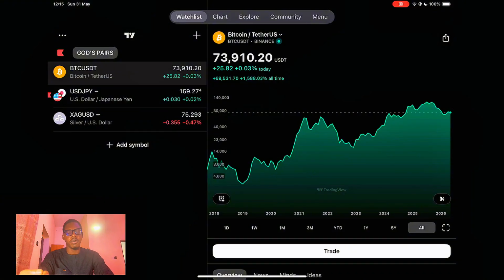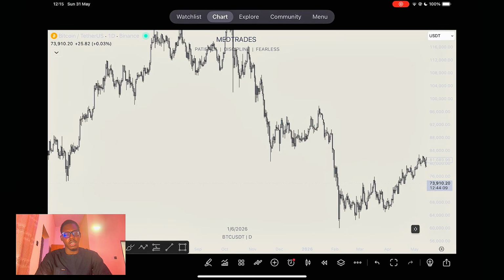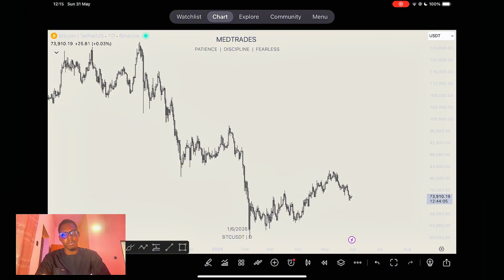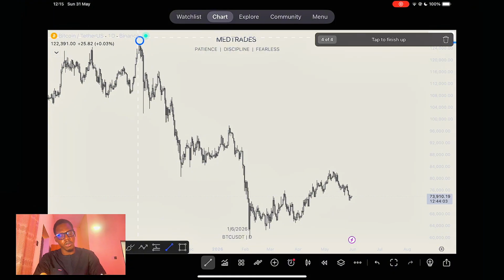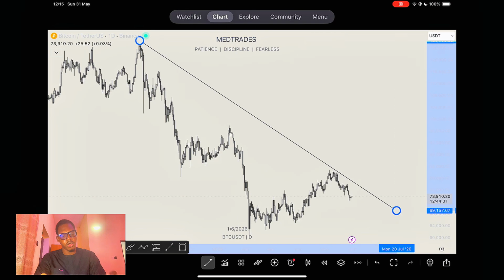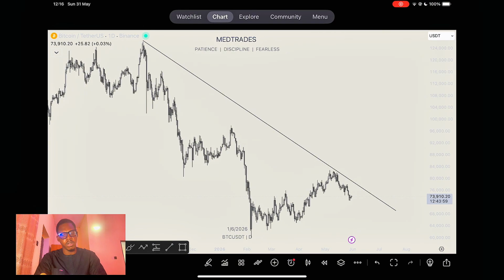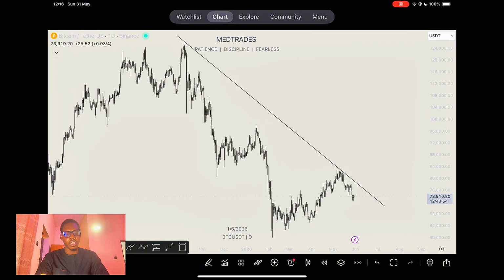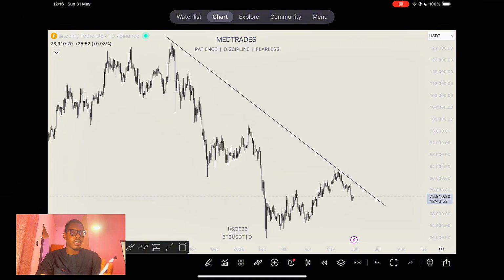So guys, I'm going to show you my directional buyers on Bitcoin, USDJPY, and silver. So on Bitcoin, right here, as you can see, first we identify the directional bias. As you can see on Bitcoin, we are clearly bearish here. So I draw my trend line to determine the trend of the market. As you can see, Bitcoin here is bearish. Secondly, I identify my key levels.